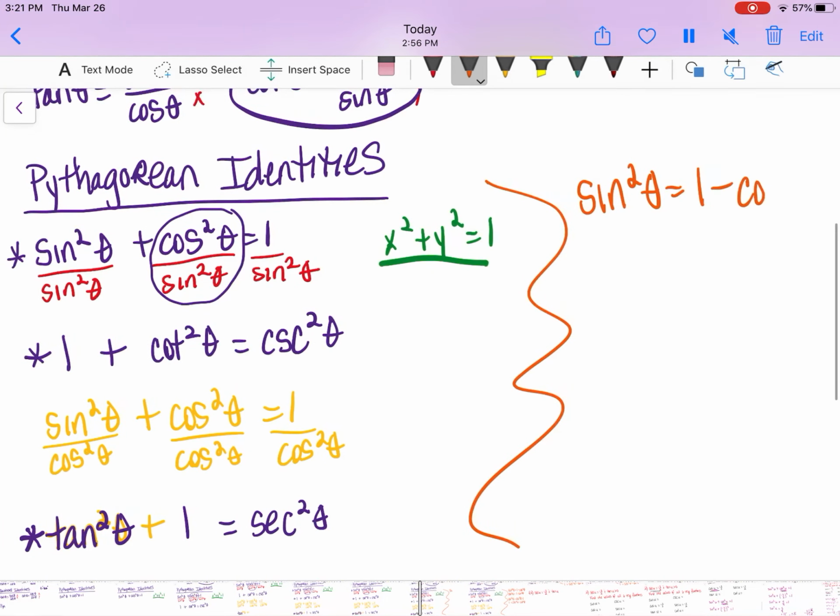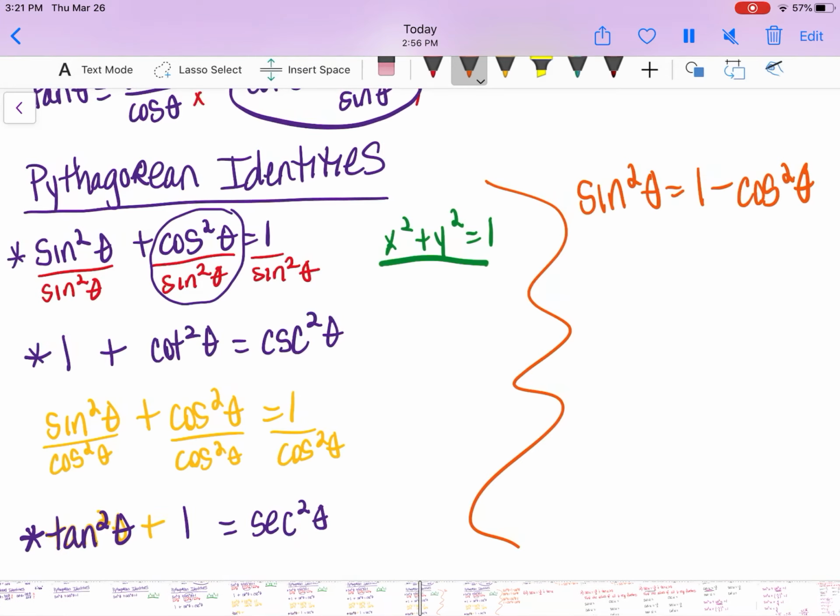Okay, we would need to subtract, right? So sine squared theta equals 1 minus cosine squared theta. That's the same identity, just a different form of it. Okay. Now we could do the exact same thing by solving for cosine squared theta.